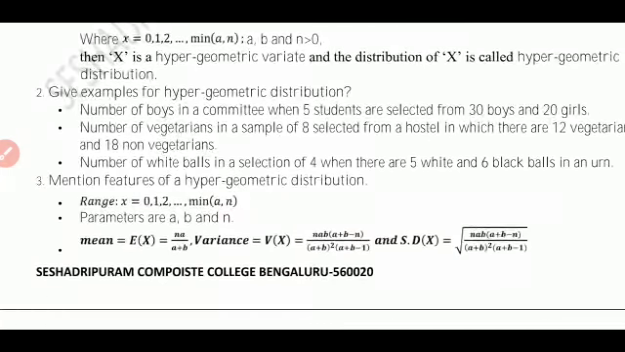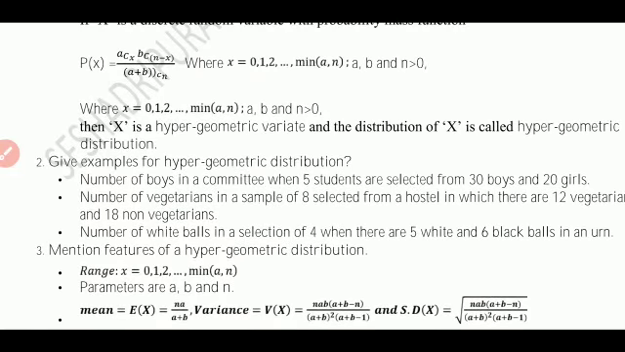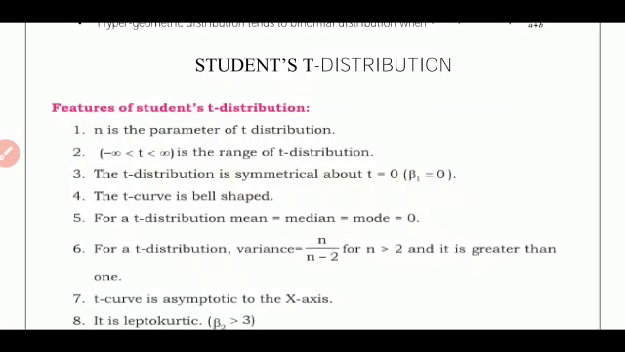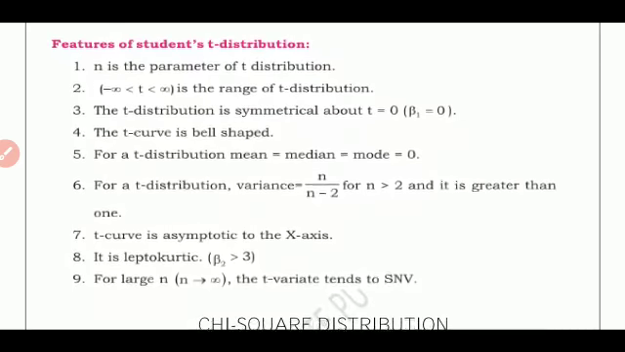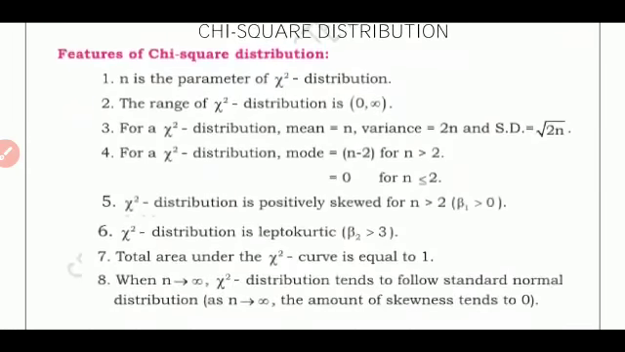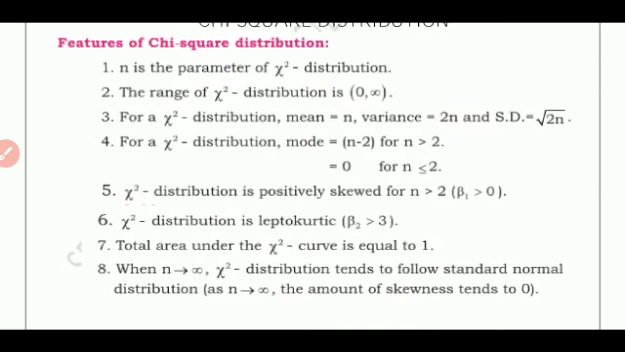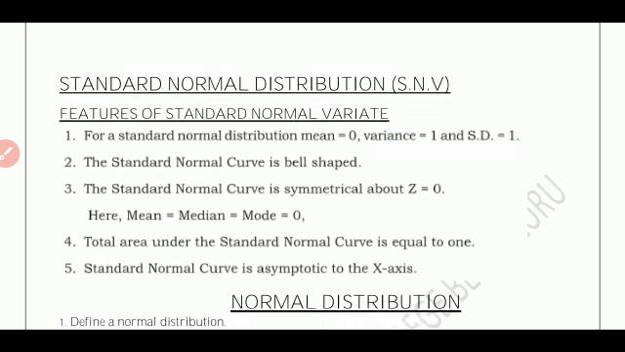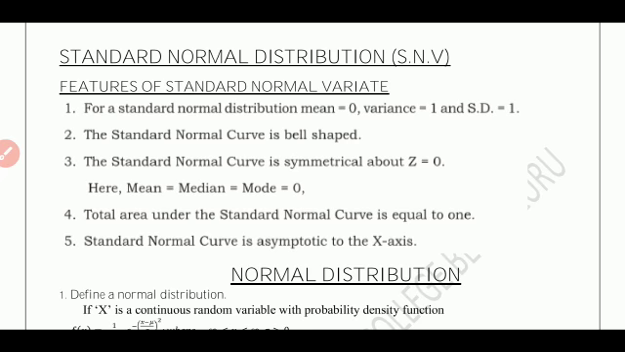And everything is from the textbook itself. Then students T distribution also, I hope it's going on. It's being taught to you all. So these are the features of students T distribution. Then you have the chi-square distribution. Then you have the standard normal distribution, which we have done. These are the features. 1 mark questions they may ask you all.